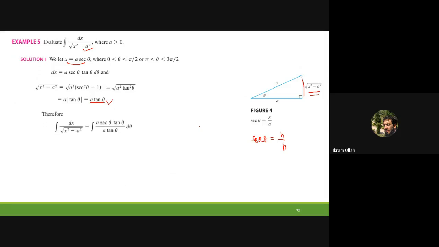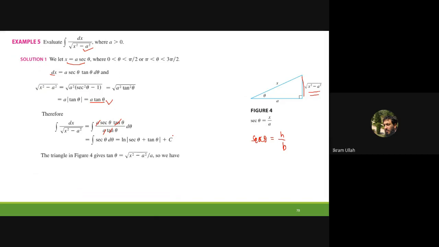So now using the value of dx, a secant theta tangent theta d theta, and using the value of this in the square root of x square minus a square over here. So cancel out this a with this a, and tangent with tangent theta, and this is secant theta d theta. So this is very easy. This is the integration of secant theta d theta, which is equal to ln of secant theta plus tangent theta plus c, the constant of integration.